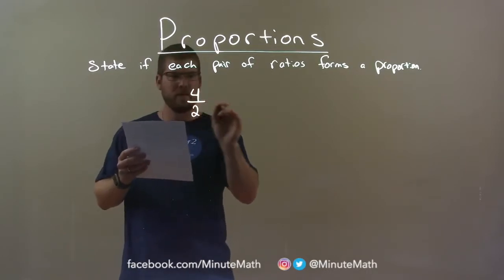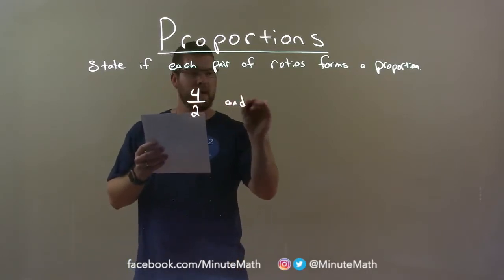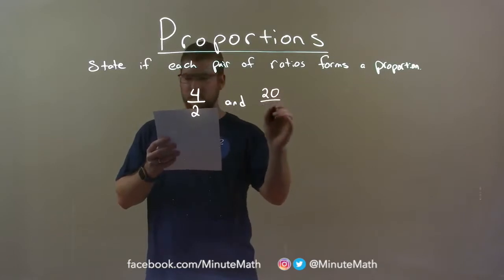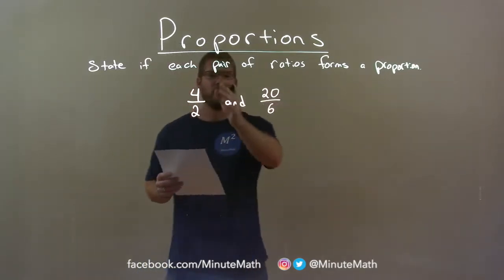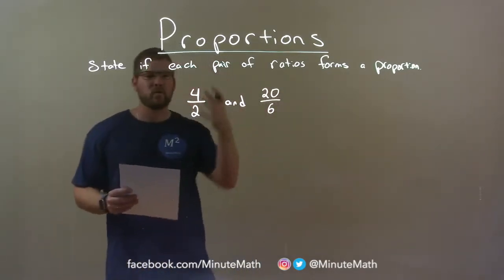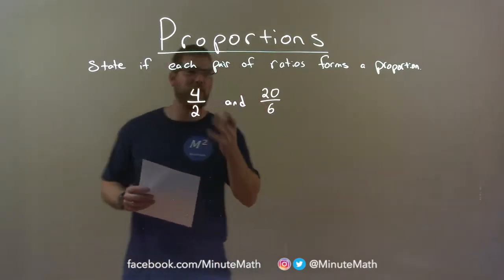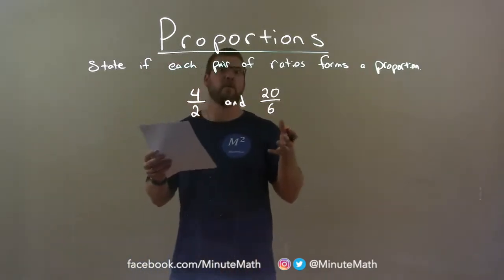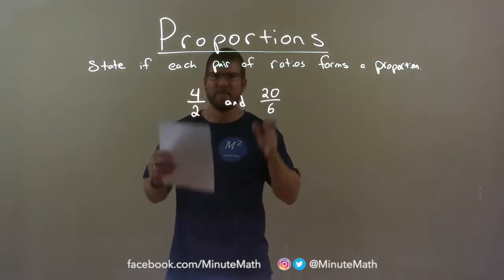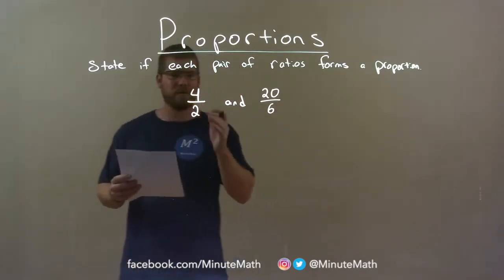Four over 2 and 20 over 6. So we have 4 over 2 and 20 over 6. Best way I like to do this is to simplify each one in simplest form and see if they're the same. If that's the case, then yes, their pair ratios form a proportion, okay?